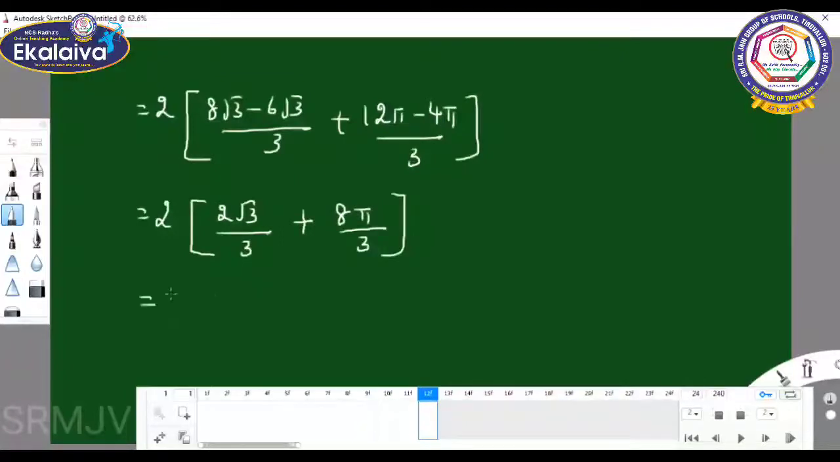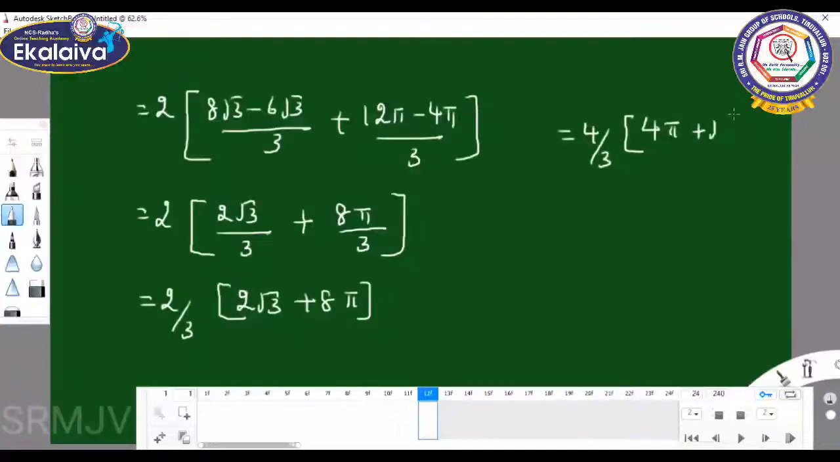2 by 3 you can take out. Then 2 root 3 plus 8 pi. 2 is also common, you can take it out. 2 twos are 4 by 3 into 4 pi plus root 3. So the area is 4 by 3 into (4 pi plus root 3) square units.